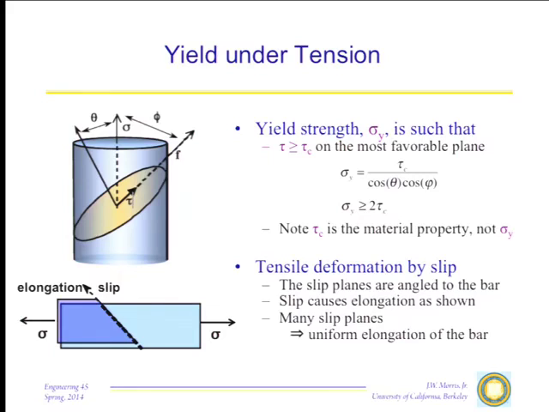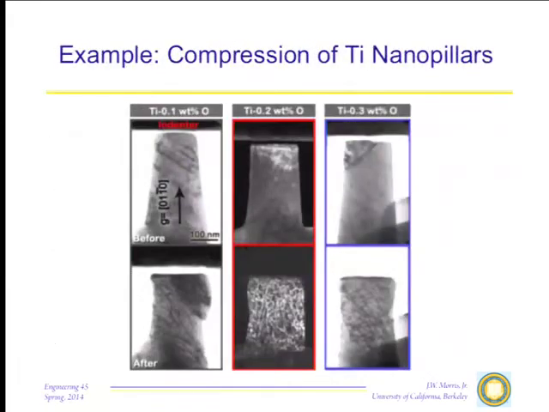Well, how do we get tensile deformation by slip? The slip occurs on a plane that's angled to the tensile axis. So you pull in tension, and you get slip. Notice that if I slip on a plane, the material actually gets longer. Well, in the example I showed you just a few minutes ago, here we're pushing down on the pillar, so the pillar's getting shorter. And here you see the slip, you can see fuzzy lines at 45 degrees.